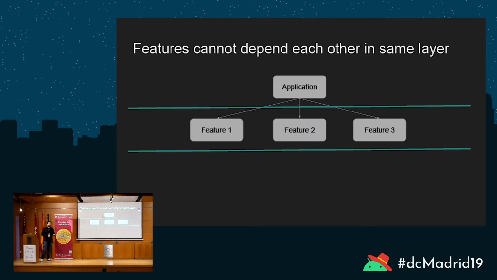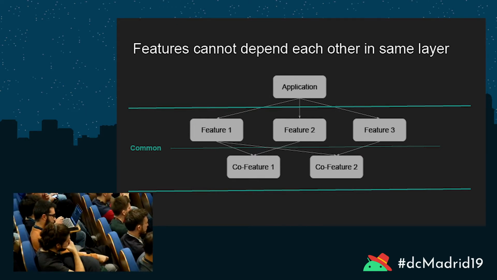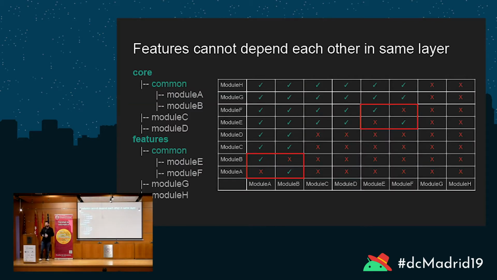Looking at the diagram again, this was our layer, right? Features 1 to 3 are in the same layer, and they want to share some code. So what you do is create a common. They are still in the same big layer, but you have a sub-common layer that can be shared. Again, it is up to you to decide, in this case, whether the modules in the common can depend on each other or not. I'm going to show it later on. So we end up with this: a core layer with a common, modules A, B, then core C, D, and then features, commons, and so on.